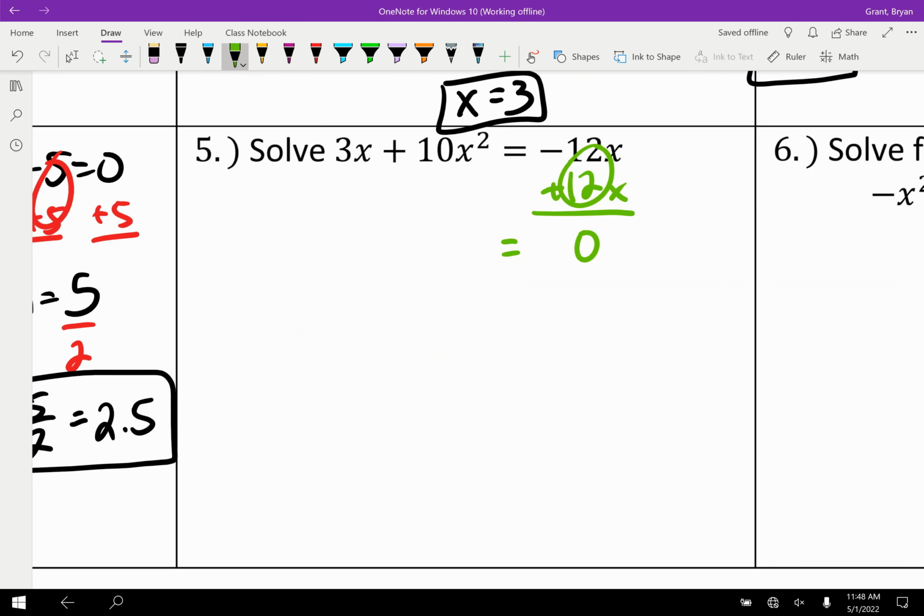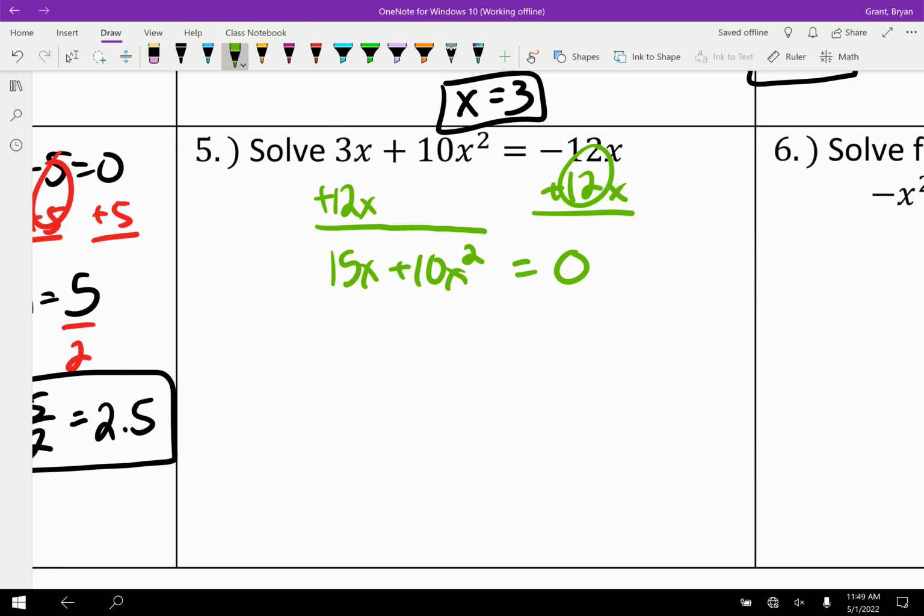But when I do that, I need to add 12x to the other side. The question becomes, which term do I add the 12x to? Do I add it to both? Well, no, we just do it one time on each side. And so I want to add the 12x to its like term, which is the 3x. Okay, this will give me 15x plus 10x squared equals 0.